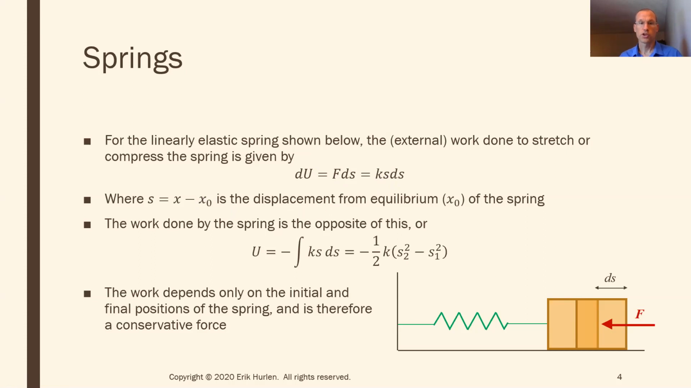Of course, we're always talking about the work done by the spring. So work done by the spring is the opposite of this. So a minus sign comes in, K S ds. Integrate that, K is a constant. S ds integrated gives me 1/2 S squared. And again, I have some initial point, S1, some final point, S2. So again, it only depends on my initial and final positions. Doesn't matter if I go in and out a whole bunch of times. It only depends on where I started, where I ended. So again, a conservative force here.